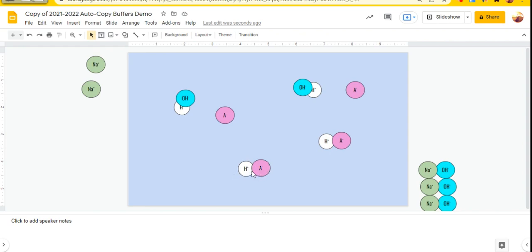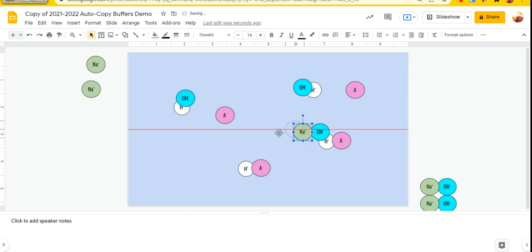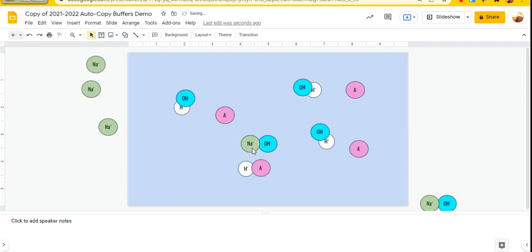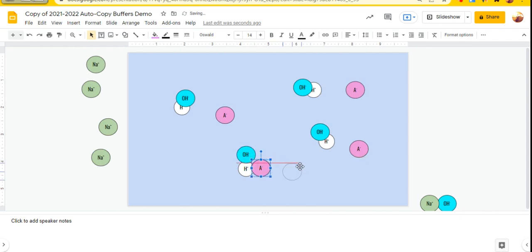I've used up enough of my HA that it's decreased by a certain amount, and I've made A minus, its conjugate, so that at this point the concentrations are equal. As I keep going, though, I use up more and more of my weak acid and form more and more conjugate base until I have added a stoichiometric amount of strong base as weak acid that I had in there originally. So remember, I originally had 4 HA molecules. I added 4 NaOHs, and now I have reached what's called the equivalence point.